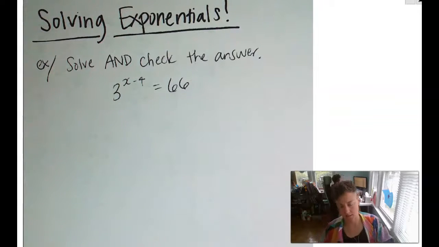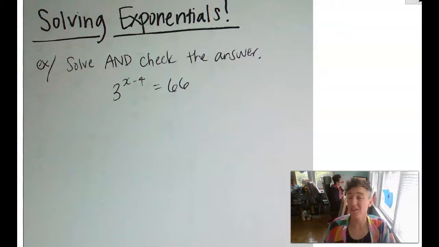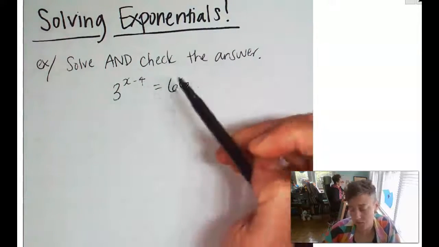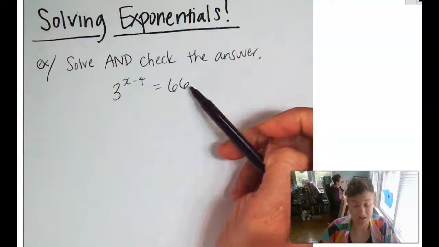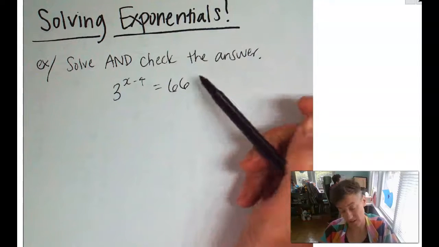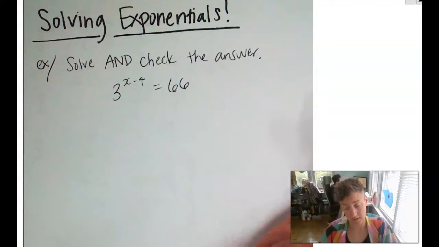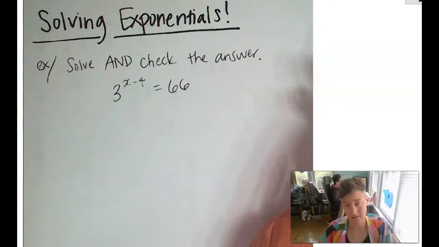Alright, let's do the dang thing. Let's solve an exponential, and we'll check our answer. Good skill to have as well. Alright, we have 3 to the x minus 4 equals 66. I don't know 66 as any base to any exponent. 64, yeah, I got you, but 66, not today.